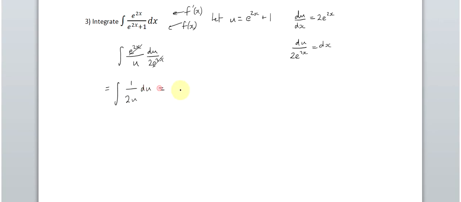Okay, and you could bring the half out at this stage if you liked, and that's a half ln u, don't forget it, plus c. And since this has not got limits, it's an indefinite integral, I'm actually going to put it back in terms of x. So we've got ln of, and u is e to the 2x plus 1 in this case, and now plus c. And there we are, we have it.